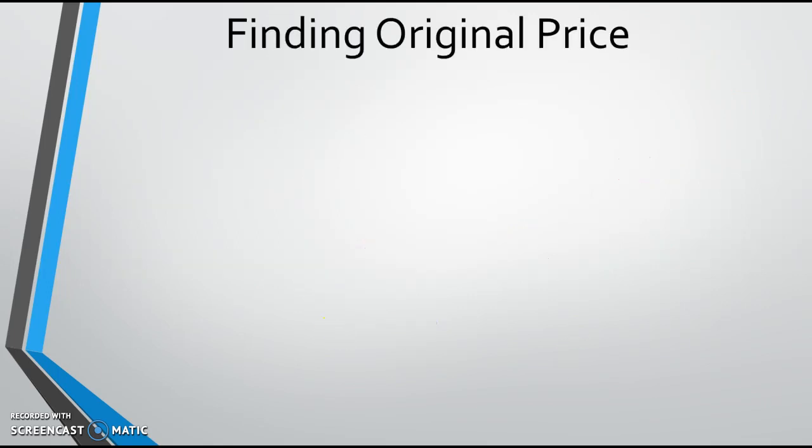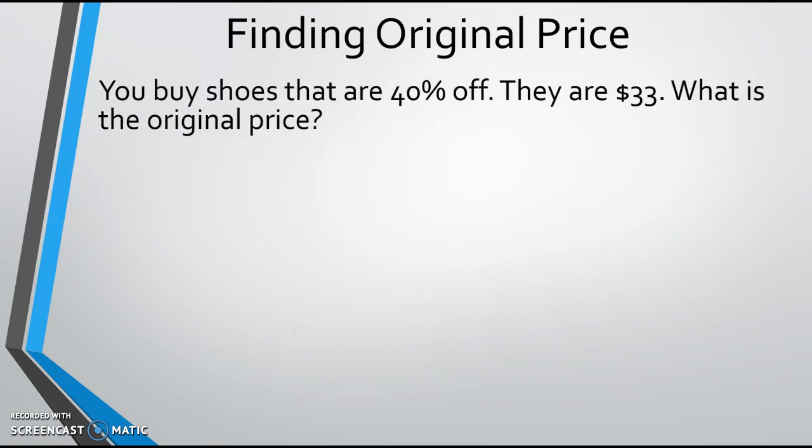So now what we're going to do is talk about the original price of something. So you buy some shoes that are 40% off. So 40% off is going to be something important. They are $33. So that's the amount that you paid once you took the 40% off. We want to try and find out what the original price of these shoes was.